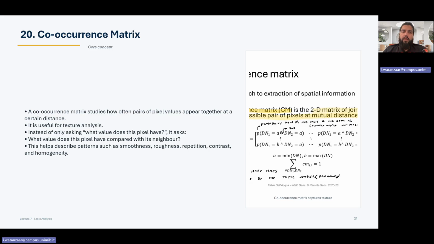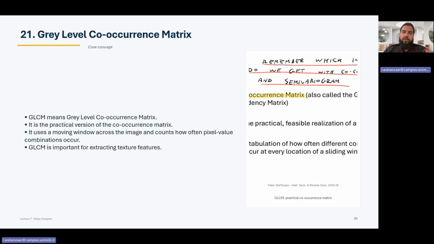The next slide is about the gray level co-occurrence matrix. We discussed the co-occurrence matrix, and the gray level version is the practical application of it. GLCM means gray level co-occurrence matrix. It is the practical version of the co-occurrence matrix when we apply it on a computer or in real time. It moves a window across the image. We have a certain kernel, which we also call a window, moving across the image and counting how often pixel value combinations occur. This is what GLCM is about.